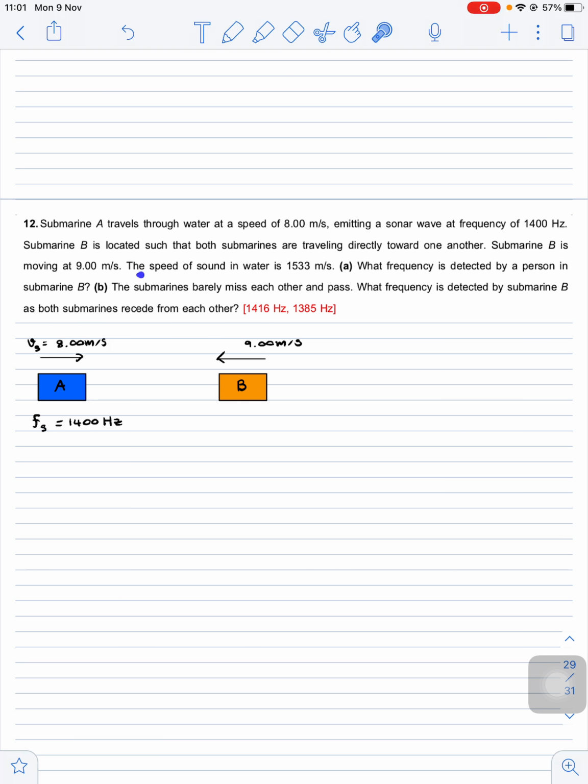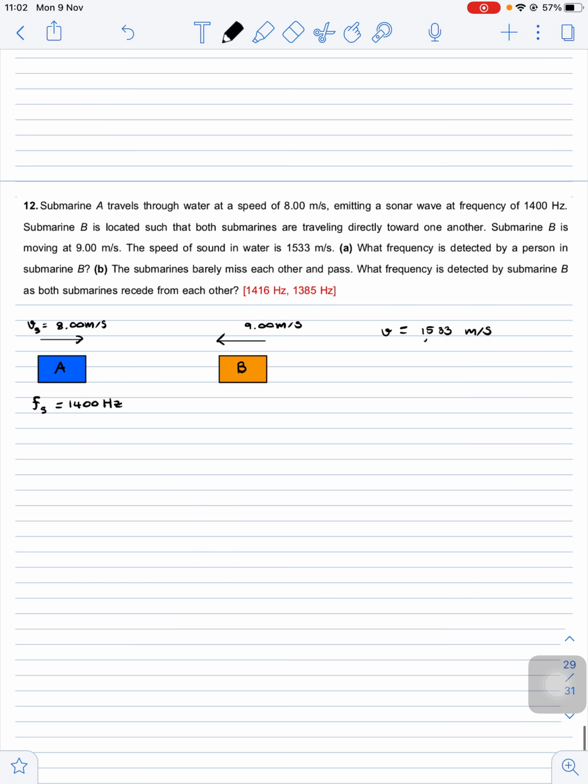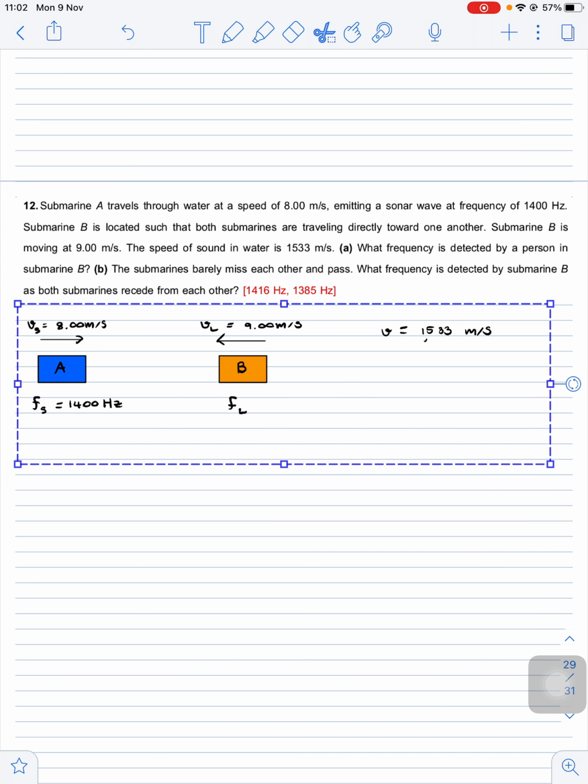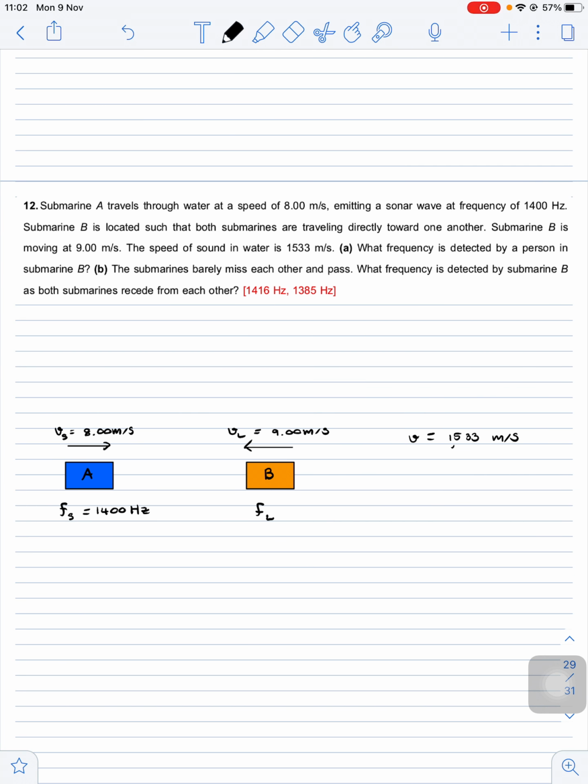Okay, and the speed of sound in the water is equal to this one, right? So we have V, the speed of the medium, equal to 1533 meters per second. Now for part A: what frequency is detected by the person in submarine B? It means that submarine B is going to be the listener, so we're going to have the VL here equal to this one. This is for part A.